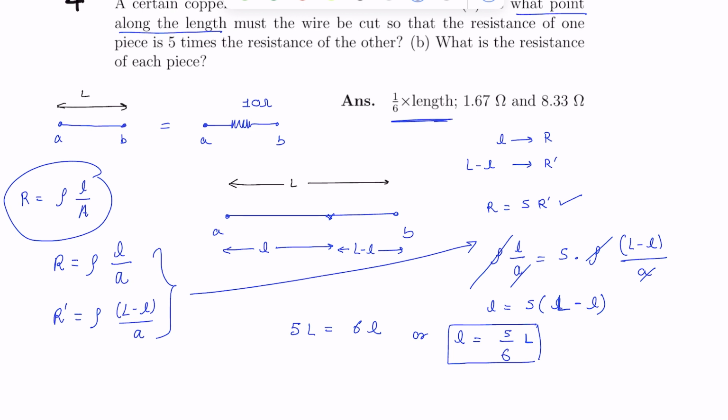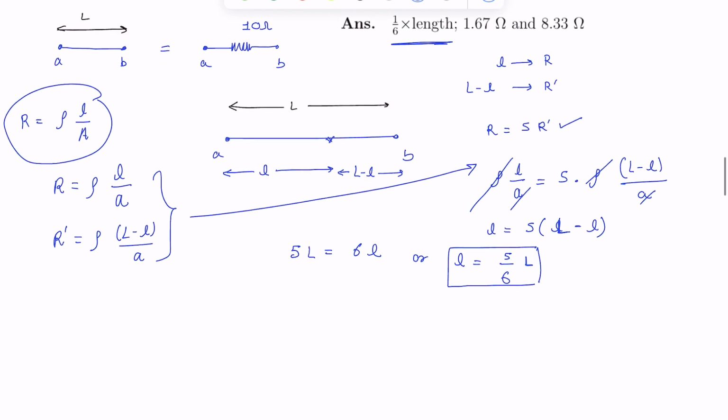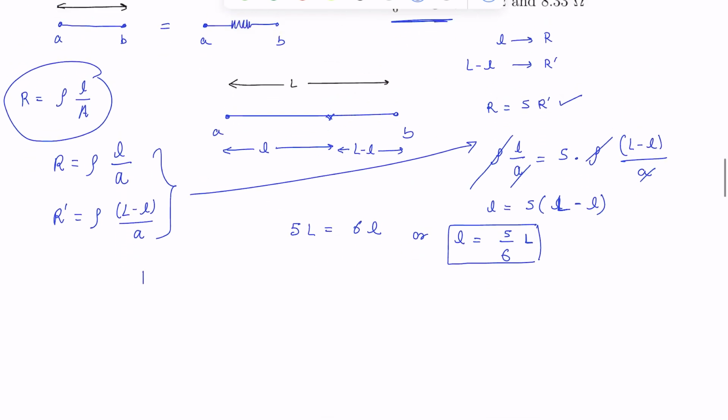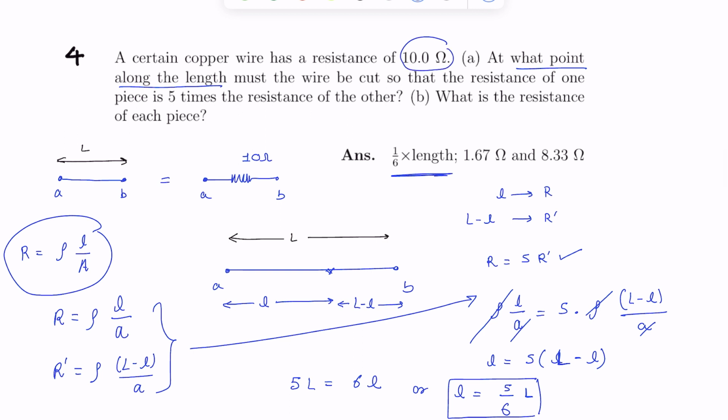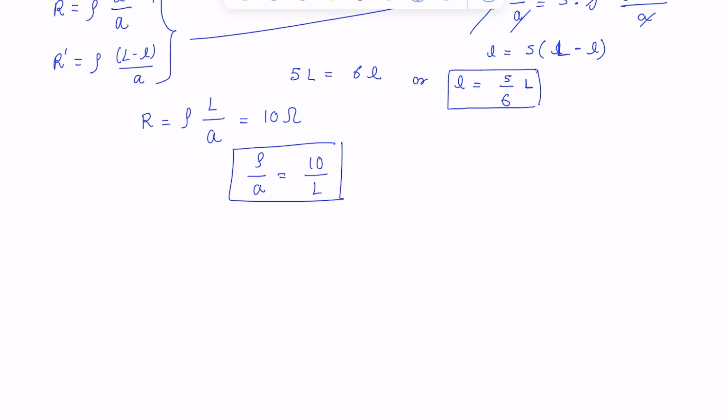And now for part B, it says what is the resistance of each piece. Now this should be easier, because look, the resistance of the whole thing is 10 ohms. When it was uncut, it was 10 ohms, right? So R equals rho times capital L over area A, which was 10 ohms. If I divide both sides by capital L, rho over A equals 10 over capital L. So I know that rho over A is 10 over capital L.